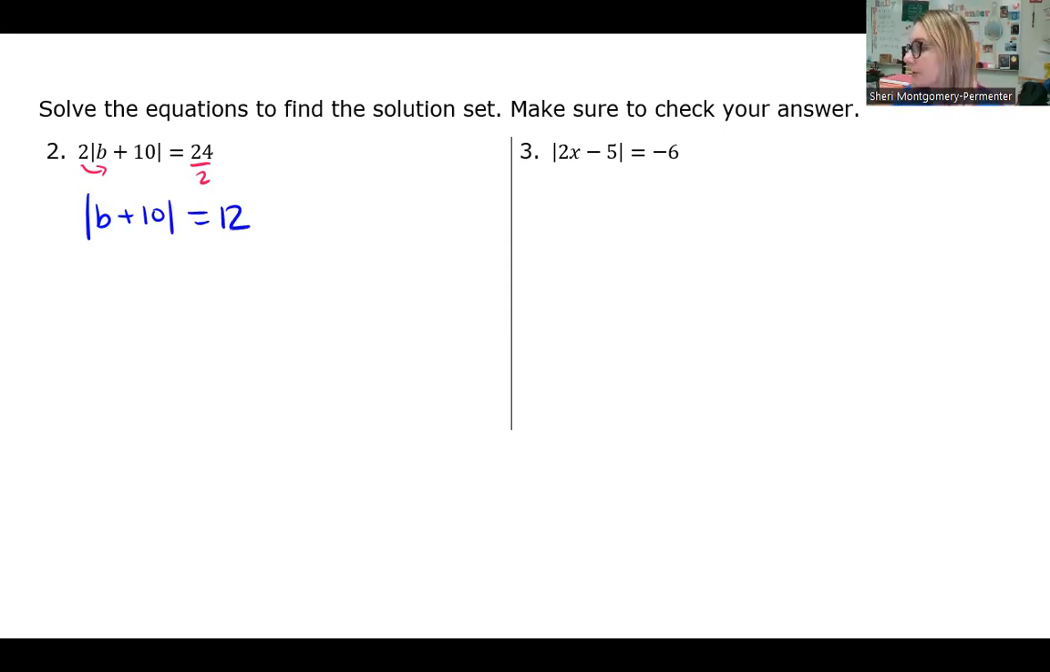Once I have isolated my variable, I have to ask myself, is it set equal to a positive number? So here, do I have absolute value isolated? Yes. Is it set equal to a negative? No, so I continue. I'm going to break it into 2 branches. I'm going to have a positive side and a negative side. So once I break apart the absolute value bars, I get B plus 10 is equal to negative 12.